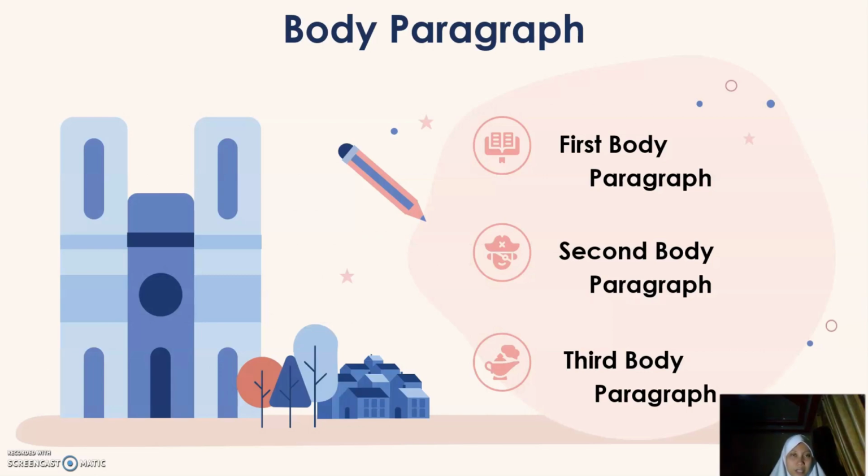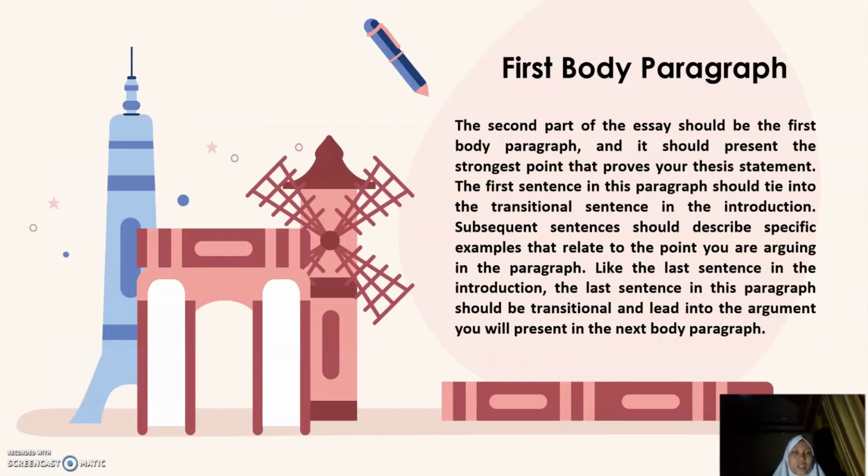Next, the body paragraph. The body paragraph has three parts: the first body paragraph, the second body paragraph, and the last, the third body paragraph. The first body paragraph is the second part of the essay, and it should present the strongest point that proves your thesis statement. The first sentence in this paragraph should tie into the transitional sentence in the introduction.